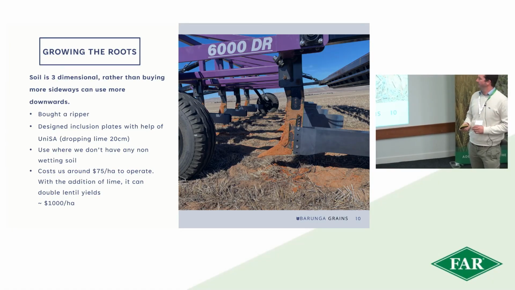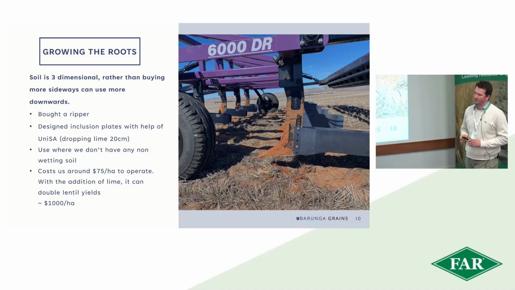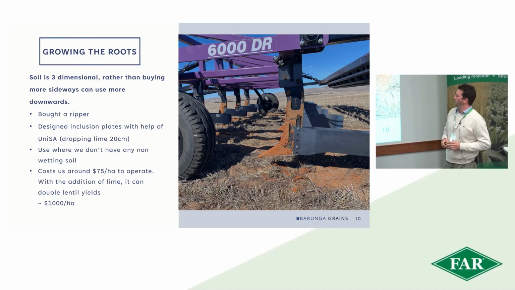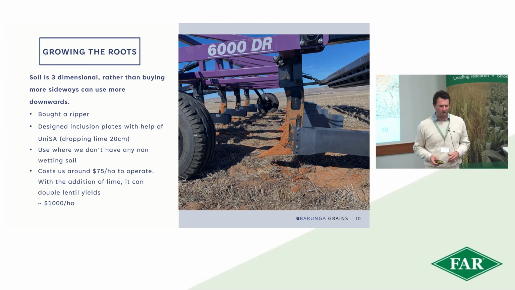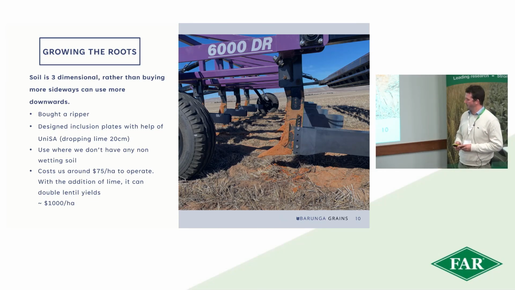But the upshot is, it probably costs us around $75 a hectare to operate the machine when you account for time, fuel and depreciation on the tractor, but it can easily double lentil yields. With the addition of the lime, one or the other will improve yields, but when you put them together, they work really well. So that was another good little win.